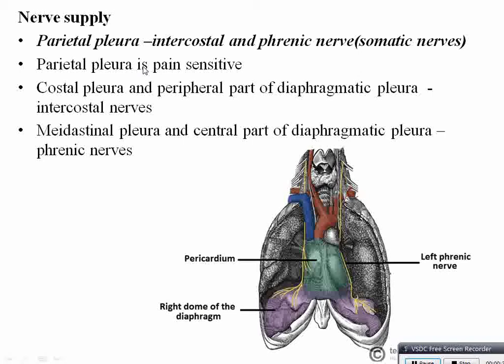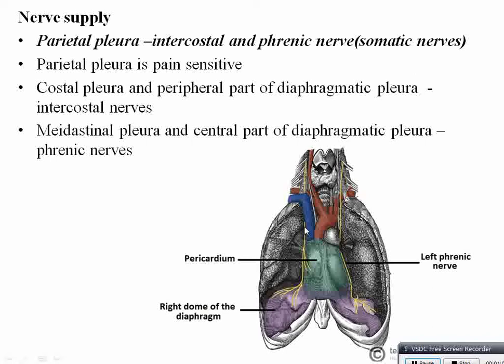Costal pleura and the peripheral part of diaphragmatic pleura are supplied by intercostal nerves. And mediastinal pleura and the central part of diaphragmatic pleura are supplied by the phrenic nerve. So all are part of parietal pleura. Now costal pleura and the peripheral part of diaphragmatic pleura are supplied by intercostal nerves, whereas the mediastinal pleura, which is seen on the mediastinal surface, and the diaphragmatic pleura are supplied by the phrenic nerves.